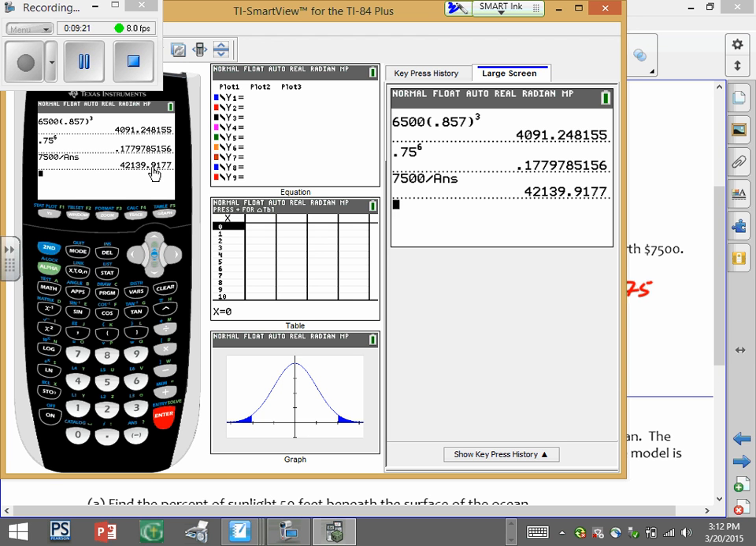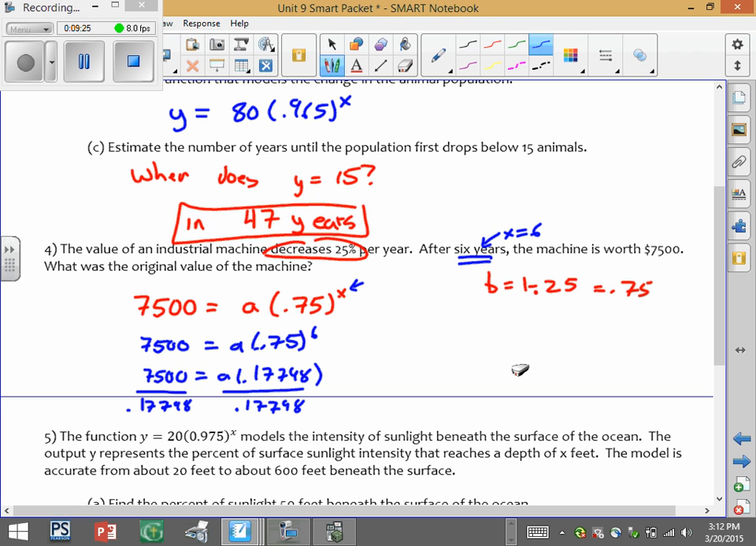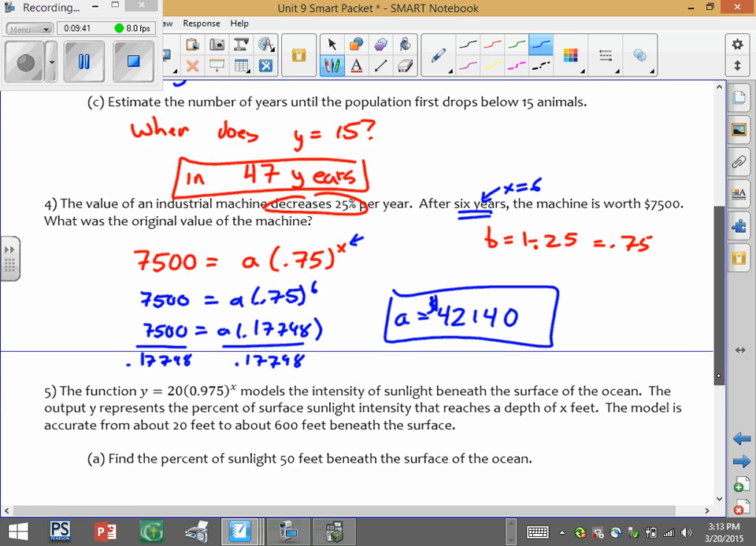We'll just round to the nearest one, so that's 42,140. So the initial value was 42,140. Right? And that makes sense. If we think about it, if the value is decreased, it should have been worth a lot more than its current value of 7,500.